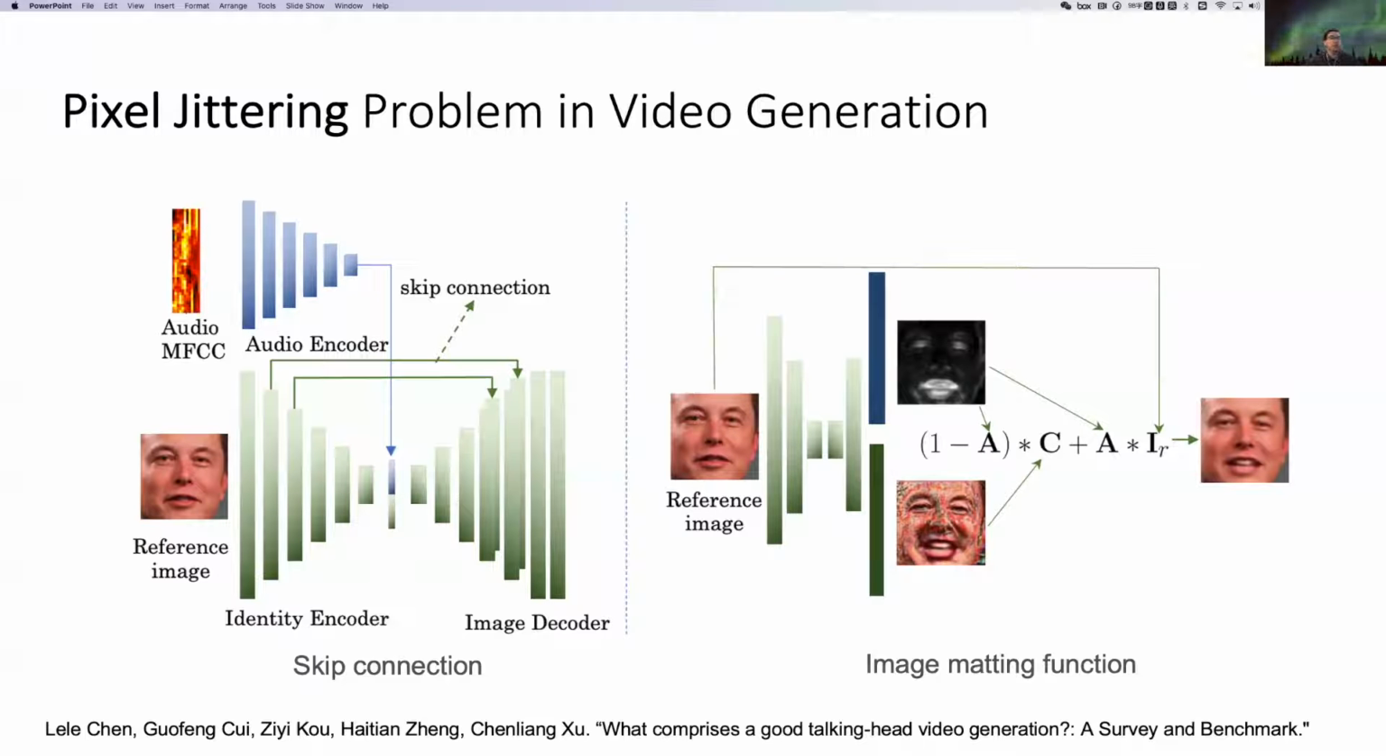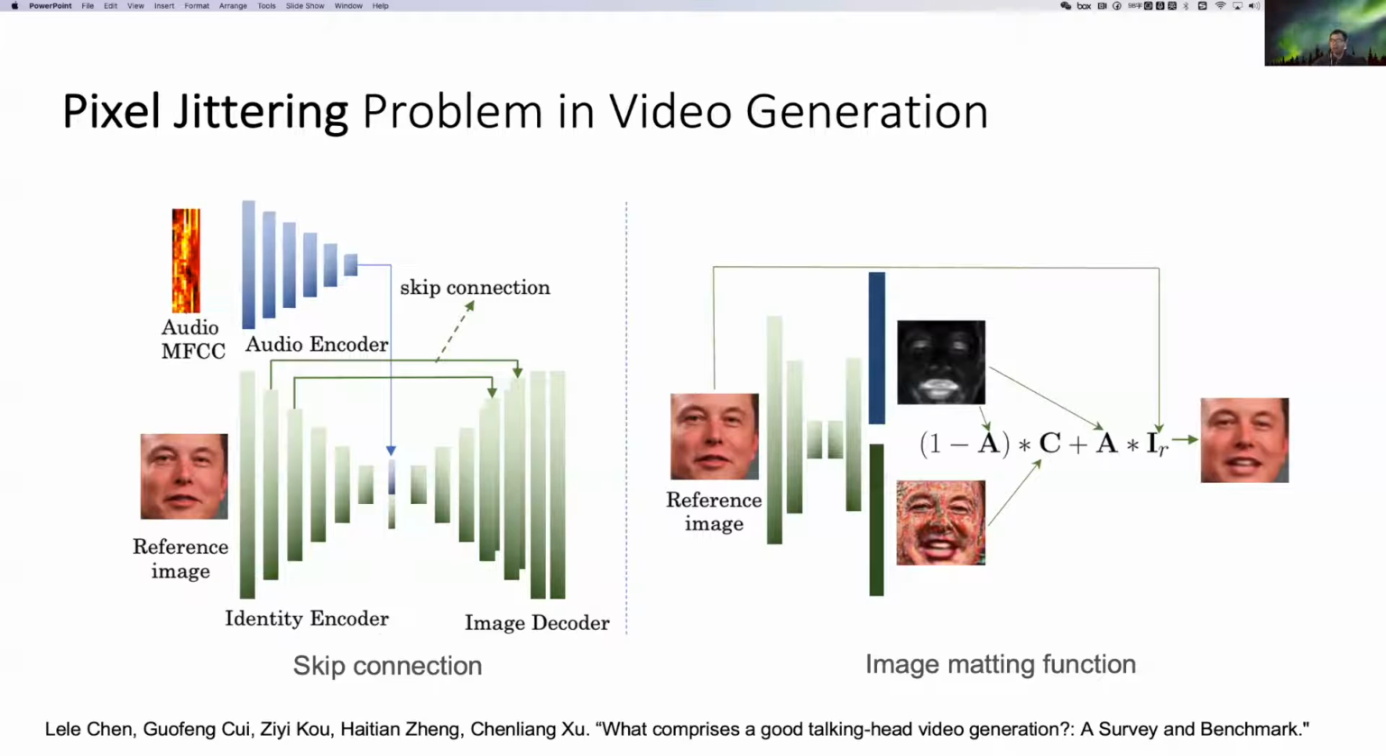Another way to solve the pixel jittering problem is using the image mapping function, which has been explored in many recent works. This is shown on the right side. Specifically, we compute the final output image with this kind of equation. The A denotes an attention. This basically tells you which region you need to change, right?